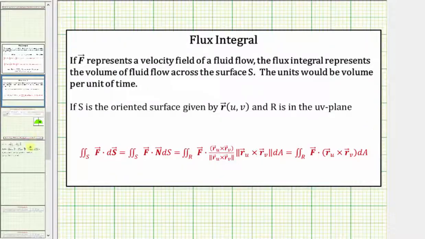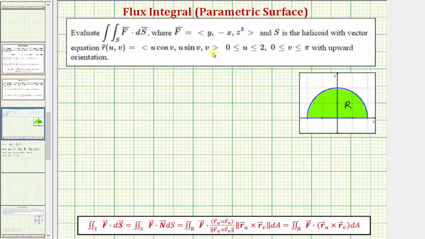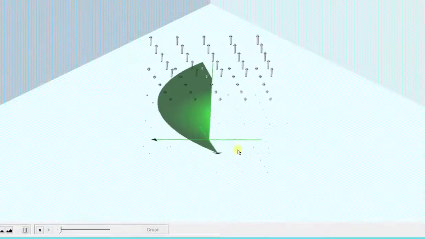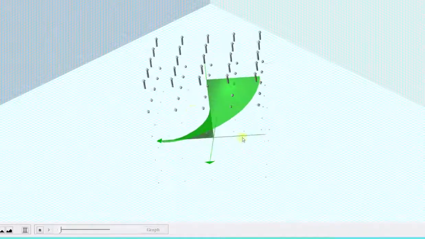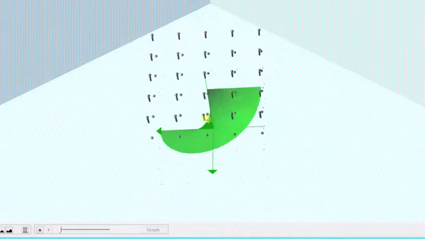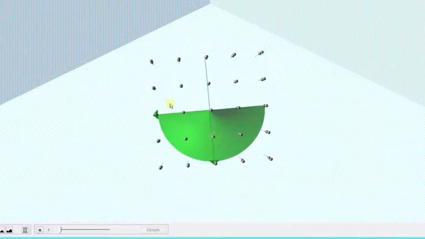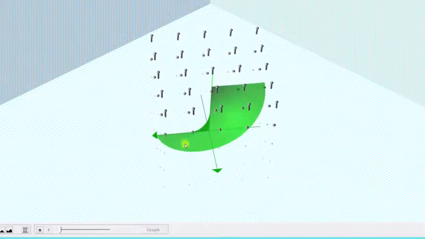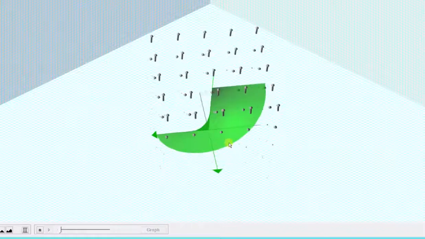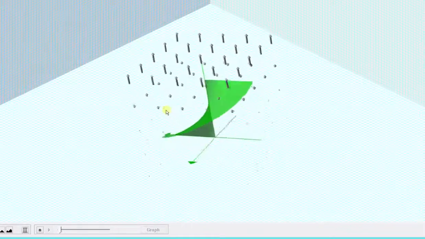So going back to our problem, before we set this up, let's look at this graphically. The surface S is graphed here in green, and the vector field F is graphed in gray. If we look down on the UV plane, we can see the region R is this half circle or semicircle, and the value of the flux integral is going to be the flow across the surface in volume per unit of time. And because the orientation is upward, we can see the value of the flux integral is going to be positive.